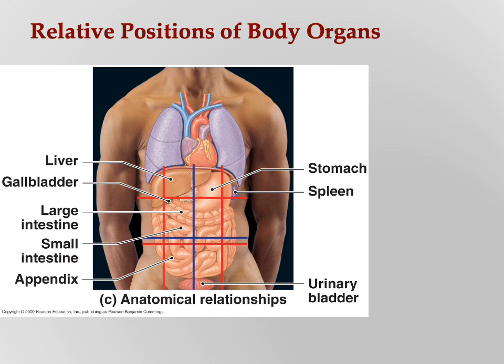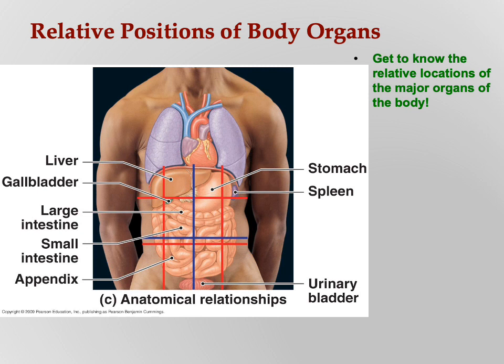We need to know about body organs. One thing you have to know, I can't believe how many times I get to Bio 202 and I have people who don't know which side of the body the stomach is on, or the spleen, or the liver, and that can't be. I'm not going to let you continue in this class if you don't know where your organs are. You have to know that starting today, and you have to know that every day for the remainder of your life, okay? Get to know the relative locations of the major organs.